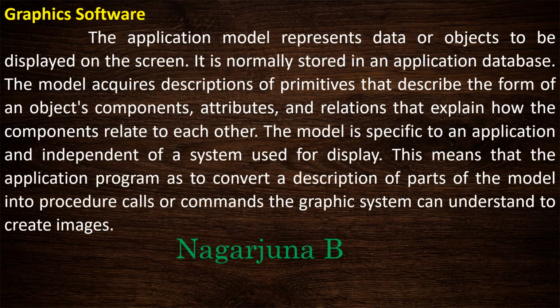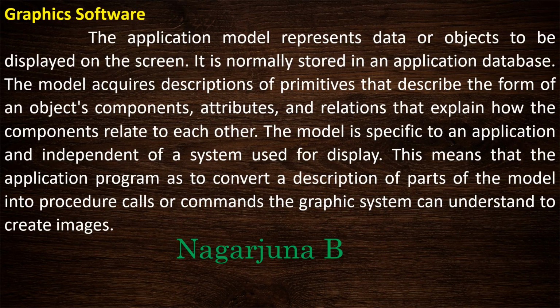Now we shall see the process of how graphics will be generated by using an interactive graphics software system. First, as I told, it will consist of three components. The first one is the application model. The application model represents data or the objects to be displayed on the screen. So whatever has to be displayed on the screen, that we consider as an object or data. That itself is the application model. The application model represents data or an object that has to be displayed on the screen. It is normally stored in the application database.